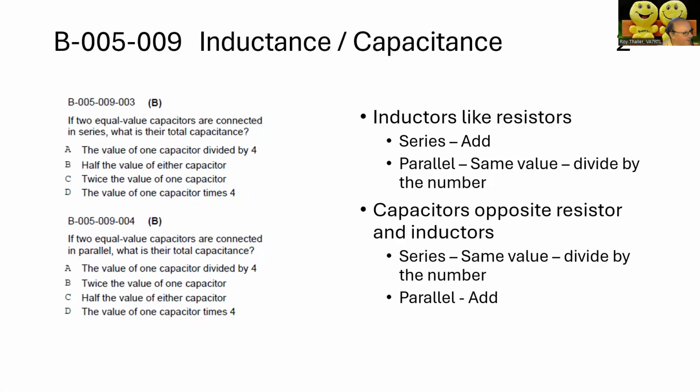The thing to remember now, we're talking about capacitors. Capacitors behave the opposite of resistors and inductors. So when you connect two equal value capacitors together in series, you would treat it like resistors or inductors in parallel. And so in series would be half for a capacitor, so half the value of either capacitor. So B would be the correct answer.